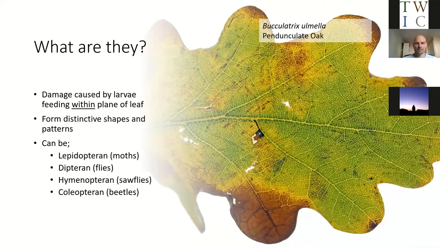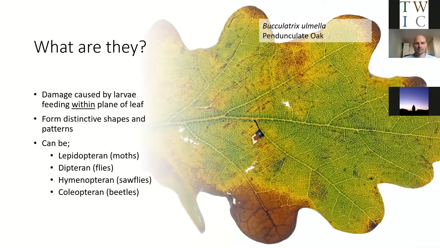So leaf planes are around 200 to 300 microns on average. So by definition, a larva that can feed within something that narrow is very small, and the imago that eventually emerge from this are also consequently very small. Typical moths that leaf mine are around 2.5 to 4 millimetres in length as adults. Leaf mines form distinctive shapes and patterns, sometimes colour too, and these are critical for identification, and we'll look at that in more detail a bit further on.